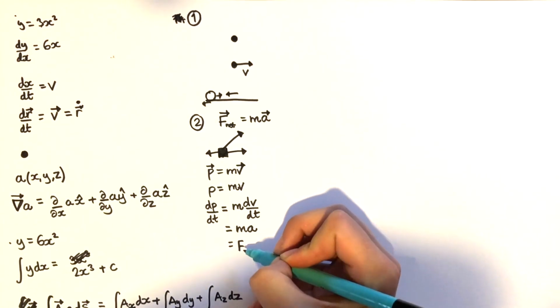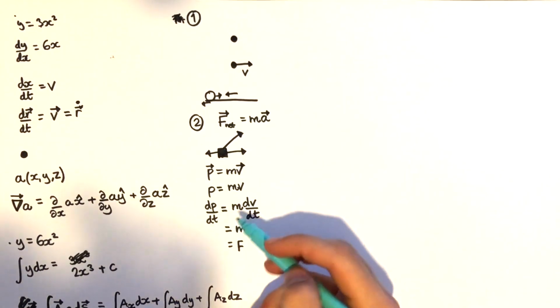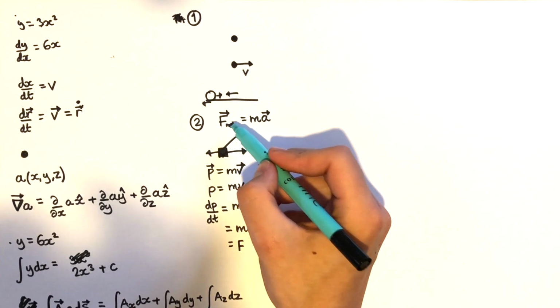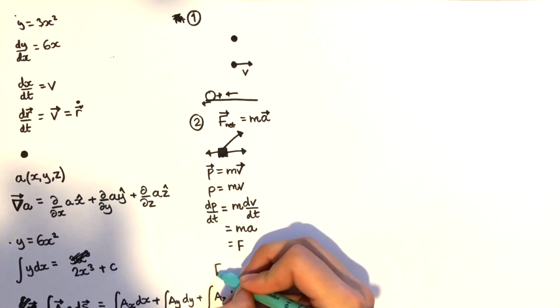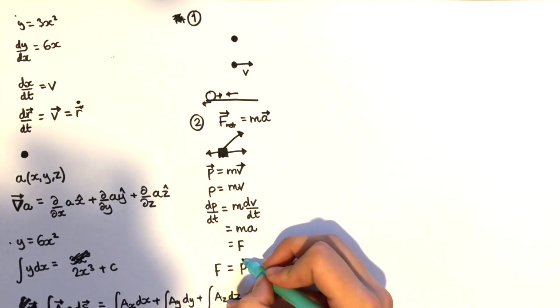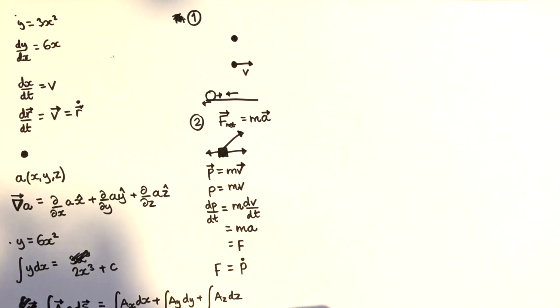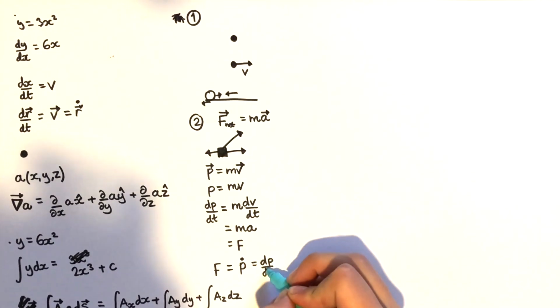And so we've shown that an alternative way of expressing Newton's second law is saying that force is the rate of change of momentum. And we can just simply formalize this by saying F equals p with a little dot on top of it. So force is the rate of change of momentum.